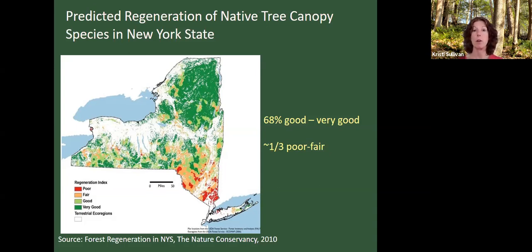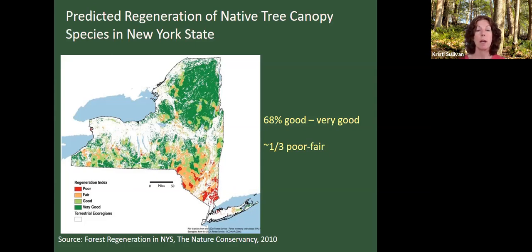So if you cut the current canopy down, would you get regeneration or regrowth, successful regrowth of native trees? And 68% of the state was good to very good, but over a third of the forest was considered poor or fair in terms of our ability to regrow trees. And some regions were worse than others. And I think the same thing would be true in Pennsylvania.